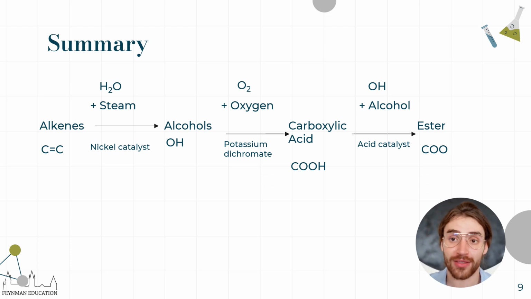Okay, so the four homologous series that we looked at in this lesson: alkenes, alcohols, carboxylic acids, and esters. The functional groups that make these homologous series are going to be double bonded carbons, OH for alcohols, COOH for carboxylic acids, as well as COO for esters.